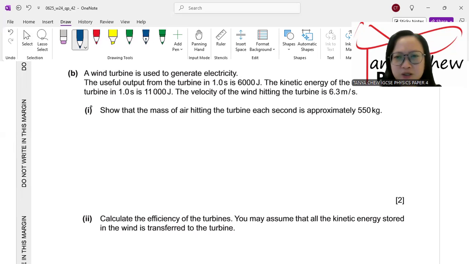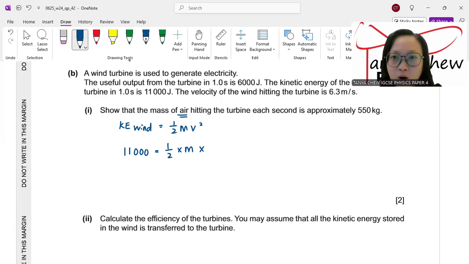So since this is related to mass and the kinetic energy is given, but this is a mass of air, that is why I have to be extra careful. So the kinetic energy must be kinetic energy of the air, or of the wind in other words. Okay, if you want me to write wind, then I will write down wind because wind depends on the movement of the air, remember? So half mv squared. Kinetic energy of the wind is 11,000 and the mass is the one that I have to find. And the velocity of the wind hitting the turbine, which is 6.3, you square it.